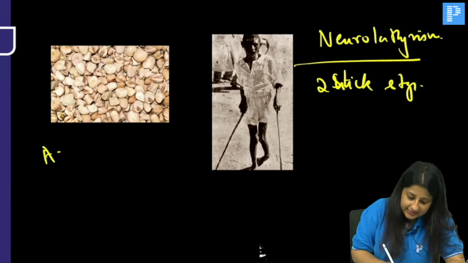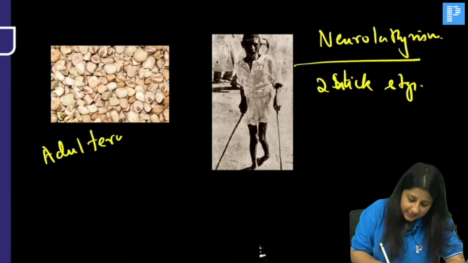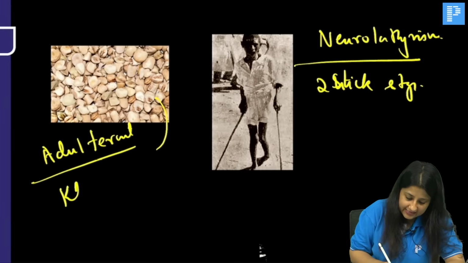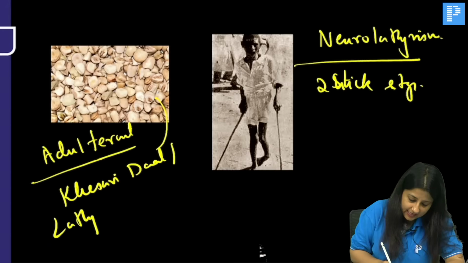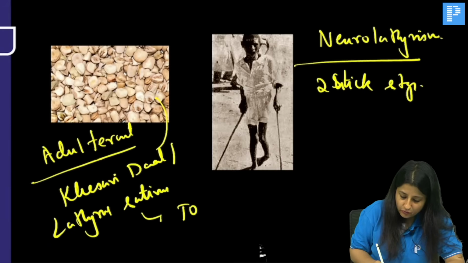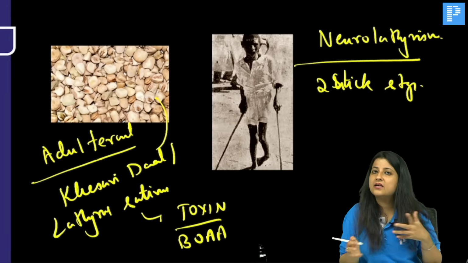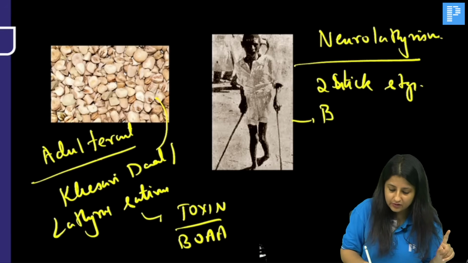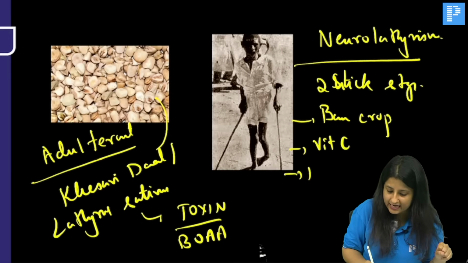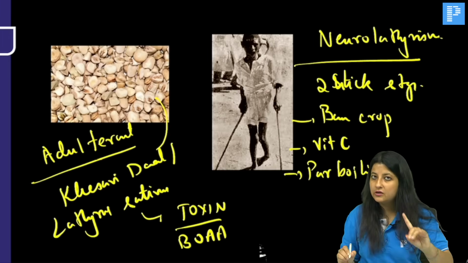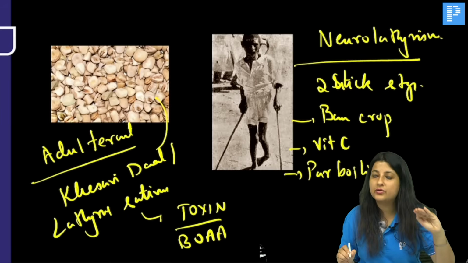And what is the adulterant that we have, guys? The adulterant is this kesari dal, or you could also call it Lathyrus sativus. इस खेसरी दाल में एक टॉक्सिन होता है. I'm not discussing too much because we have discussed food adulteration in our earlier lectures. Here we have banned the crop, ban हो चुका है. We can also use vitamin C to fight the effect of the toxin, and parboiling. Clear? Neurolathyrism. Osteolathyrism is not reported in humans.